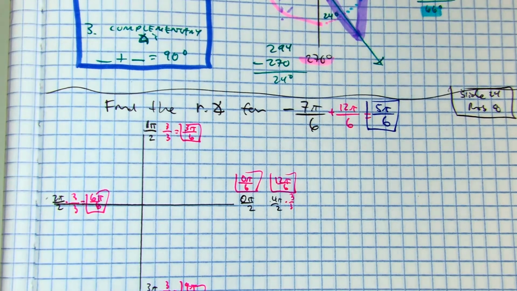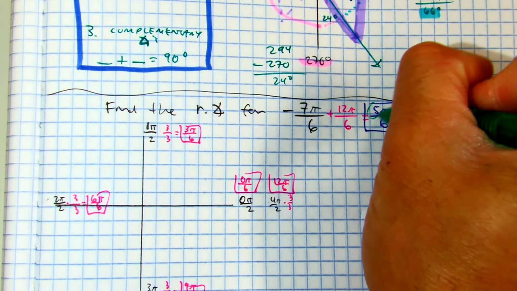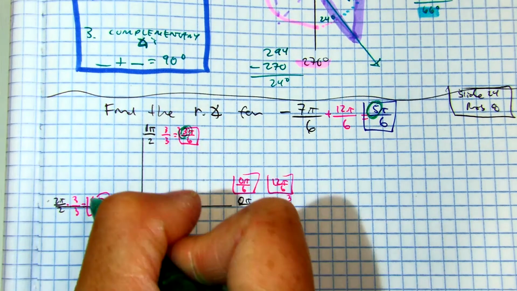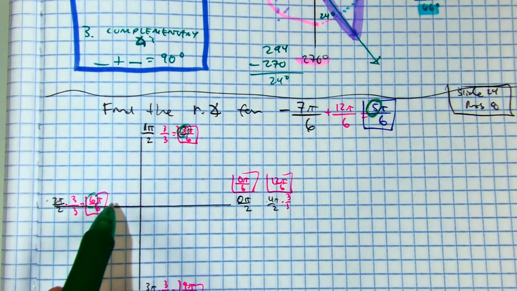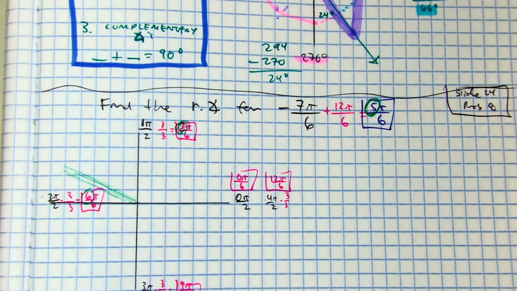Put your finger where 5 pi over 6 is. Again, if you're like majorly struggling, hopefully I can point this out. 5 is between 3 and 6, and it's closer to 5, so it's somewhere right here. Raise your hand if you got quadrant 2. Okay, what does this mean?